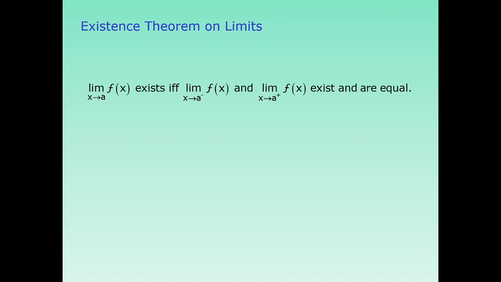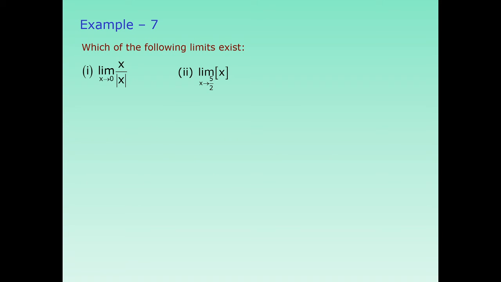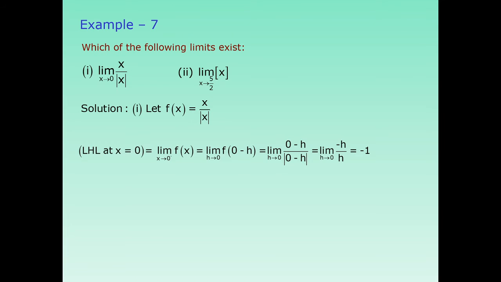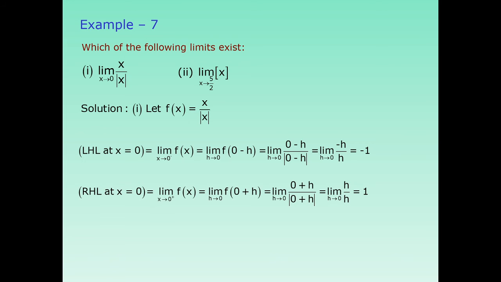Existence: the limit as x tends to a of f(x) will exist if and only if the left hand and right hand limits are equal. This is the condition. Now we consider some examples. Limit x tends to 0 of x upon mod x. Left hand limit, x tends to 0 minus h, mod of 0 minus h, that is minus 1. Left hand limit is minus 1, and the right hand limit, that is 0 plus h, is again 1. So the limit does not exist.